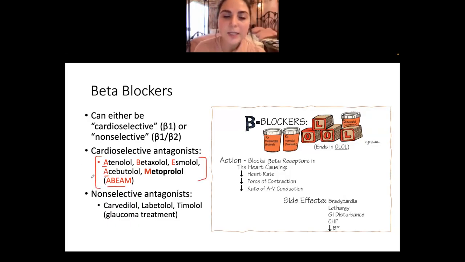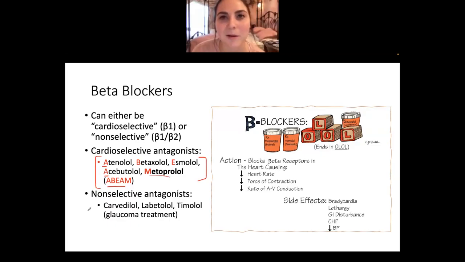So these are your cardioselective ones. These are going to be usually your first lines for an arrhythmia where something's going on with the heart. Metoprolol is usually given for that. Your non-selective ones, you can give for other random things where there are beta receptors present.